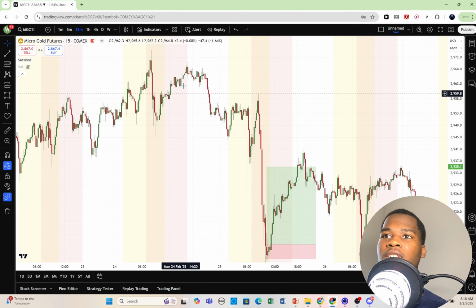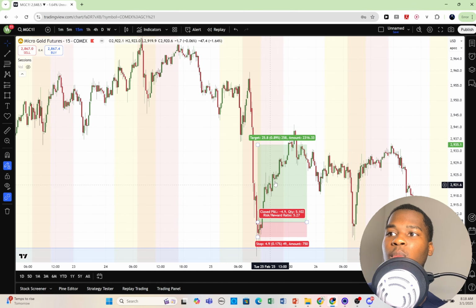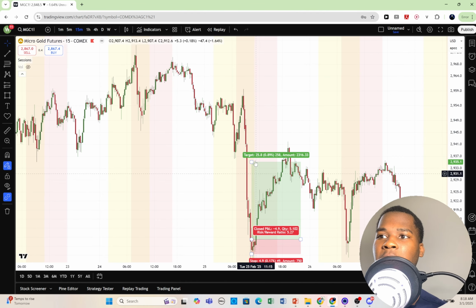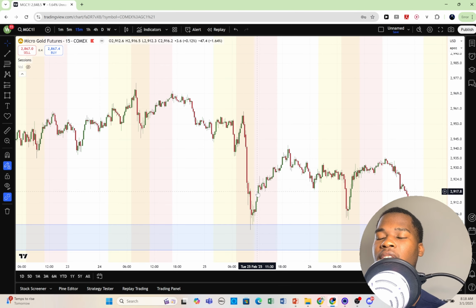Now my main target would have been Asia high, but I also knew it was almost the end of the day, so I knew it was a possibility we weren't going to go back up there, especially because the market looked like it was starting to switch. But you could have still caught some points off of this trade.